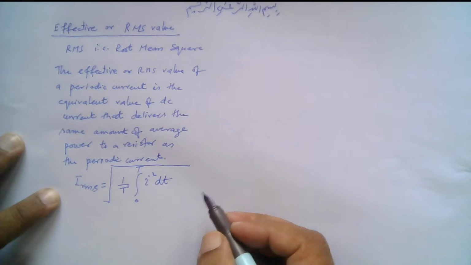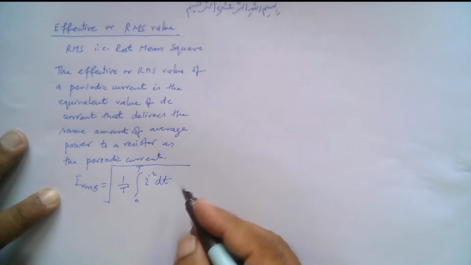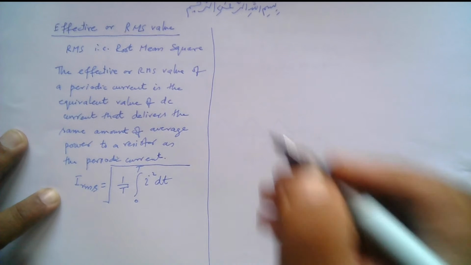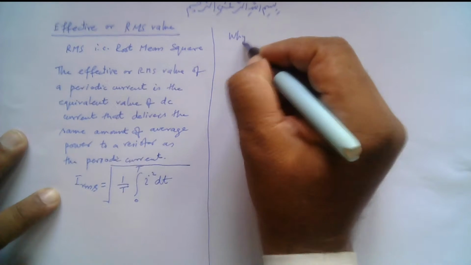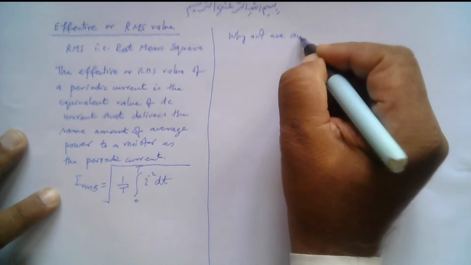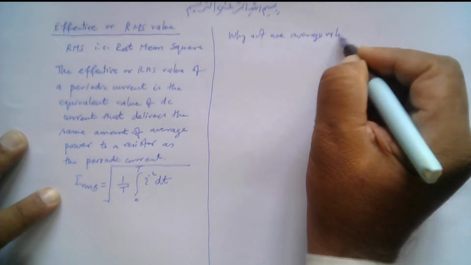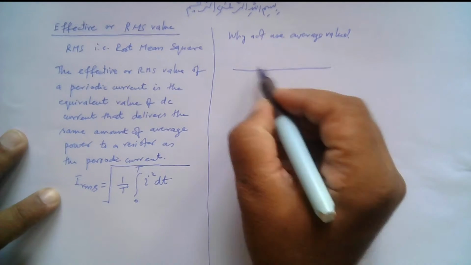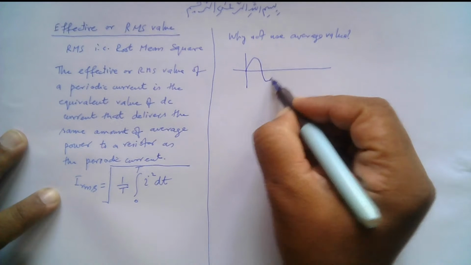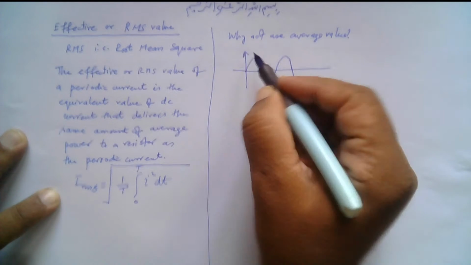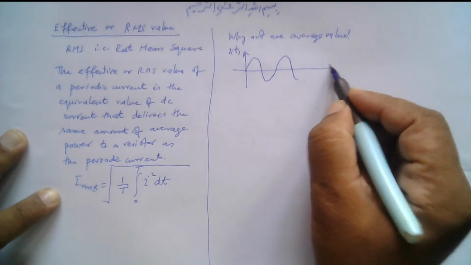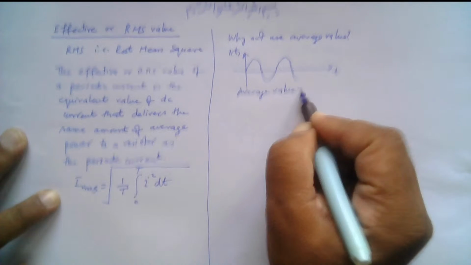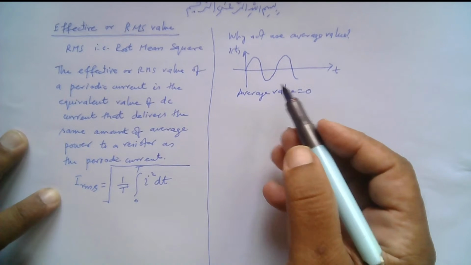Okay, so naturally a question arises: why don't we use the simple average value of a current? If you consider a sinusoidal signal, for example, then the average value is 0. For this sinusoidal signal, the average value is 0. So that's why we do not use the average value here.